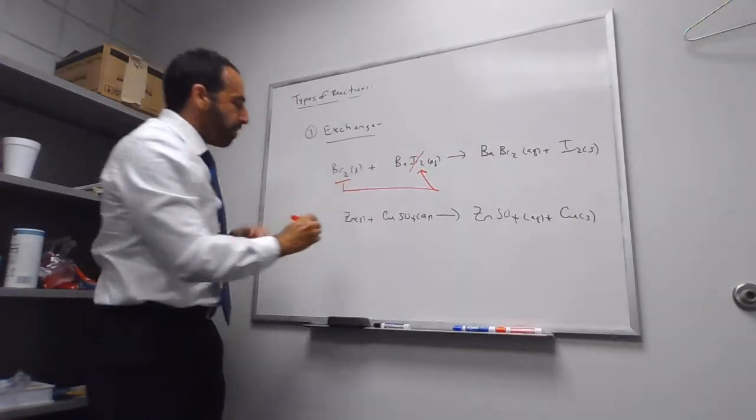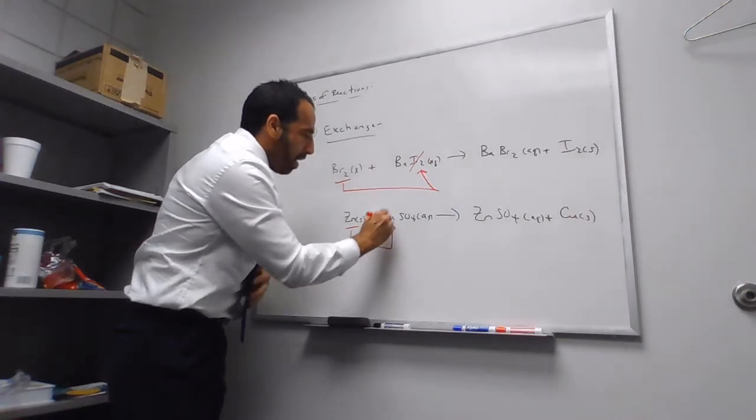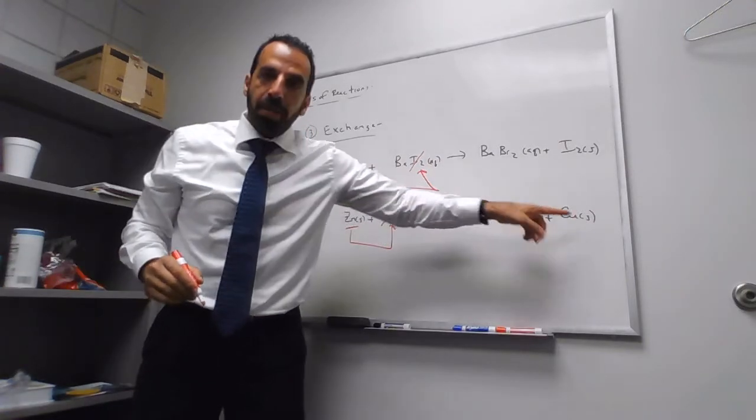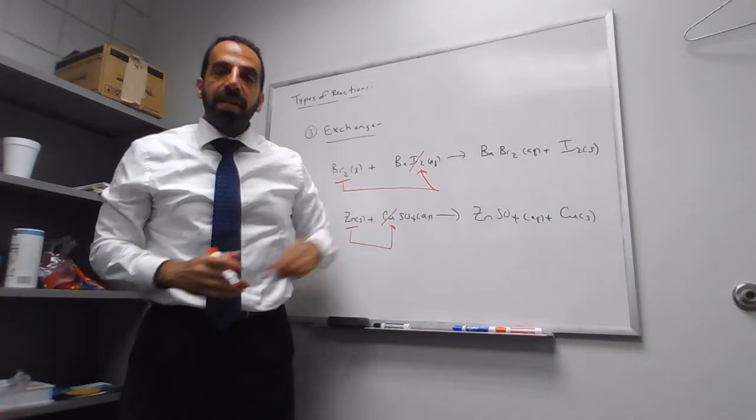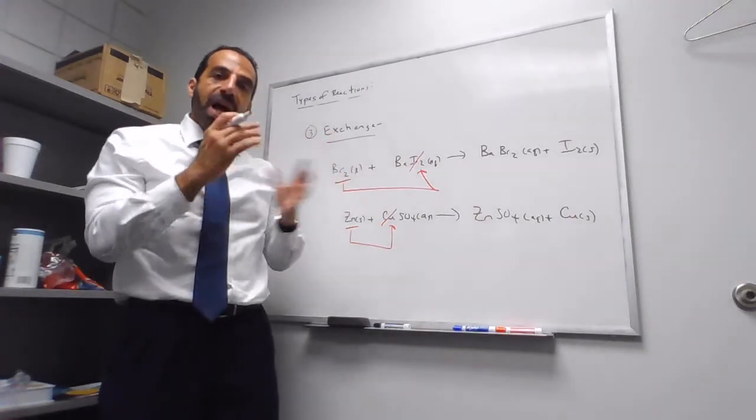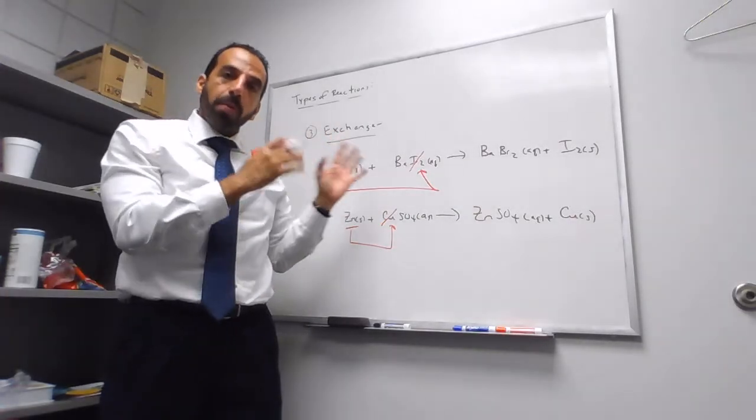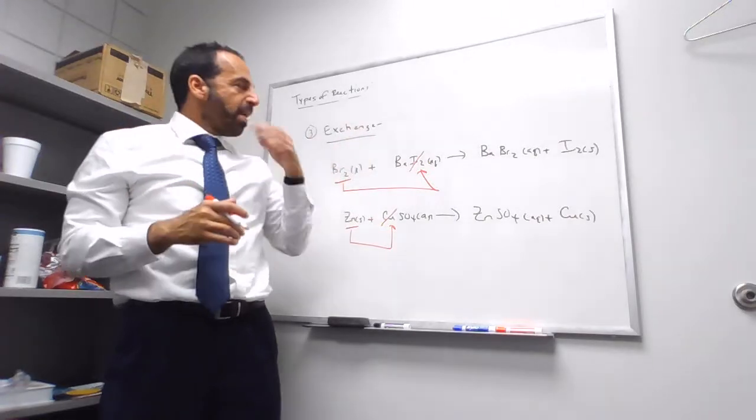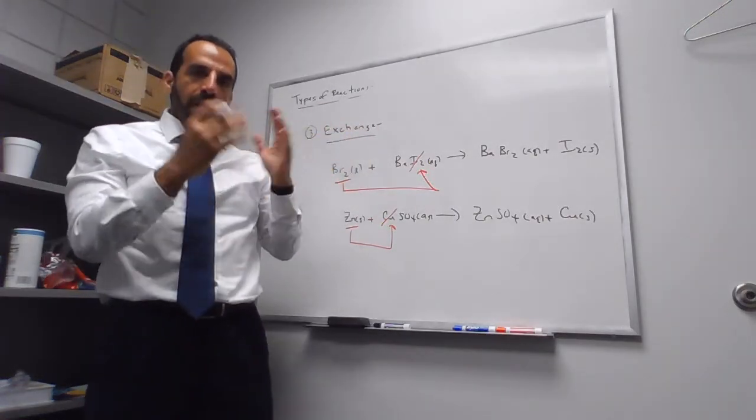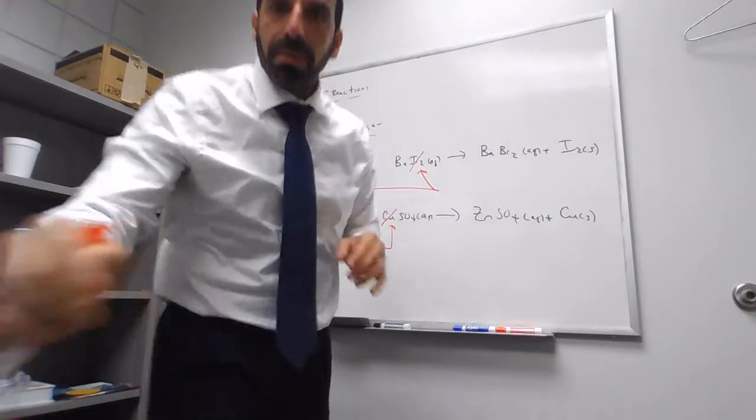The other one now, I have zinc, comes in, knocks off that copper, so the copper gets knocked off and reacts with the sulfate itself. So basically, you're exchanging ions with each other. Again, just be able to recognize that's an exchange reaction. Ions or metals, halogens are exchanging places.